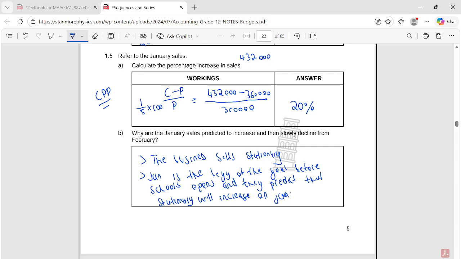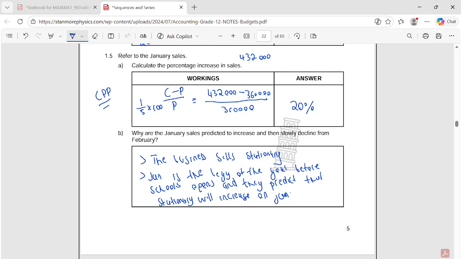So any response that you give, as long as you are relevant, you can say, the company sells stationery, right? And then we know that the only thing that's going to cause our January sales to increase is because the school reopens in January, right? So therefore we anticipate that the January sales will increase, but February sales will decrease because the schools have already started operating and people went to school, such things, right?